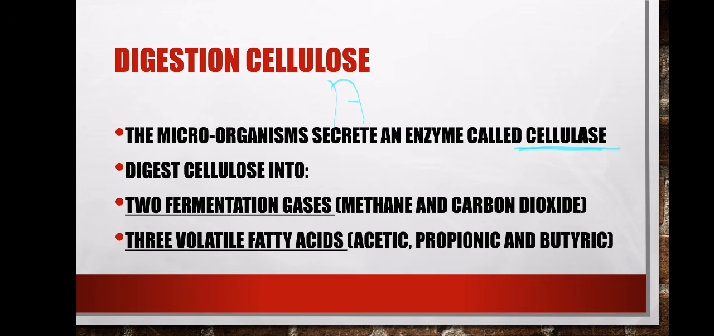With methane. And then they will digest them into 3 volatile fatty acids. What are the names of those volatile fatty acids? Acetic, propionic, and butyric. Okay, fine.